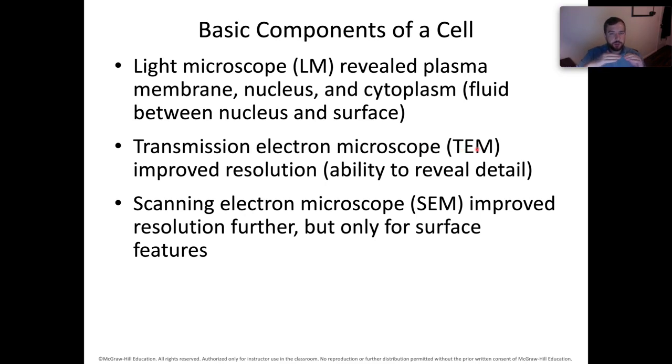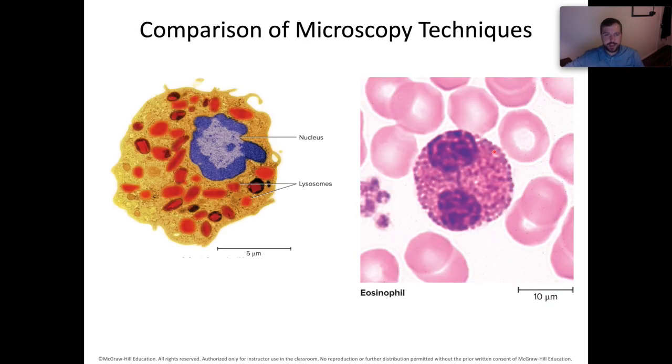And what you see with a transmission electron microscope is a slice across the image. A scanning electron microscope, however, will give you a 3D surface feature, but it won't penetrate the cells. So if I want to see something on the surface of a cell, I use an SEM. If I want to take a section across a cell, I use a TEM. And here's an example of some of these.